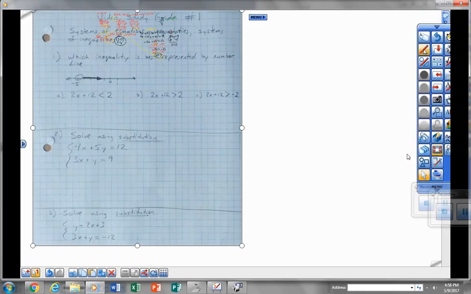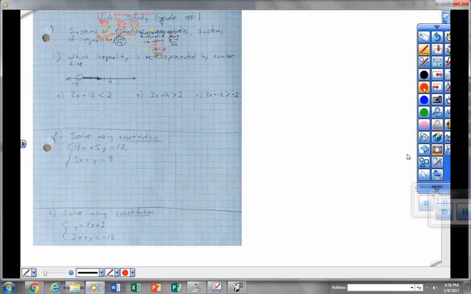Solving this last one by substitution, number 3. Again, one of these equations is already solved for, so it's ready to go. So that y tells me where in the other equation I'm going to substitute. So wherever there's a y, I'm going to substitute that in.